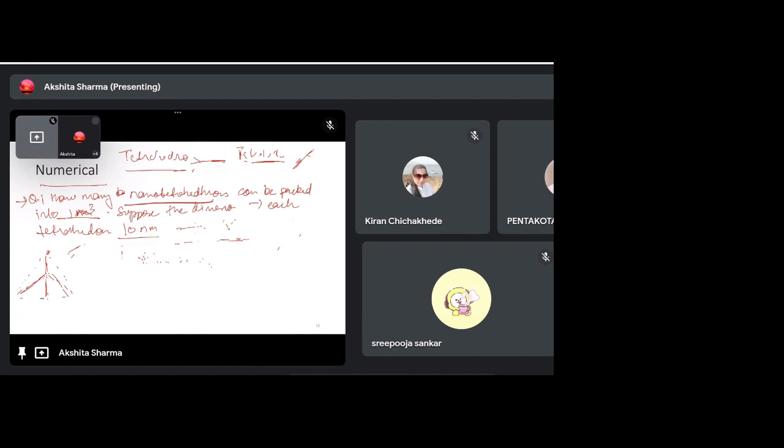Wait, I'm dictating the answer. If you can follow me, then you can write. We can solve this question verbally also. So the question is, how many nanotetrahedrons can be packed into 1 meter cube? A tetrahedron is the shape like this, which I have drawn here. The formula for its volume is 1 by 3 into area of the base into height.